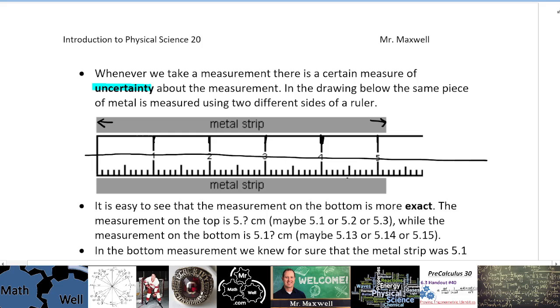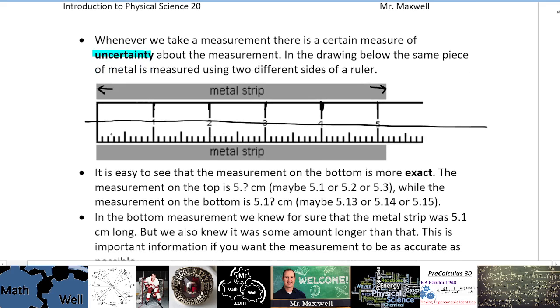But on the underside, if I look at these little tick marks, I can see exactly where 5.1 is, and I know exactly where 5.2 is. So I know that the metal strip is between 5.1 and 5.2, so I can be a little bit more exact. The exactness of a measurement depends on the measuring tool.